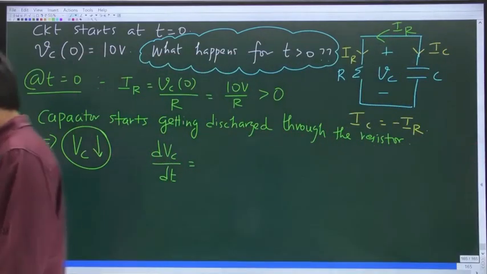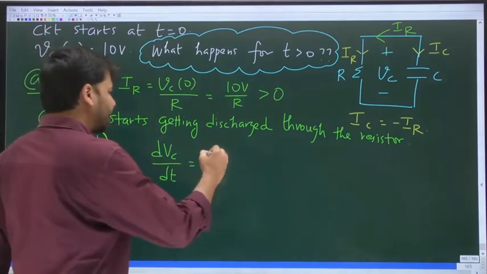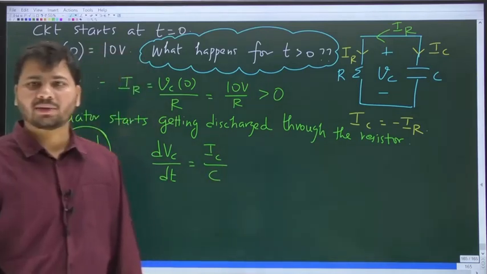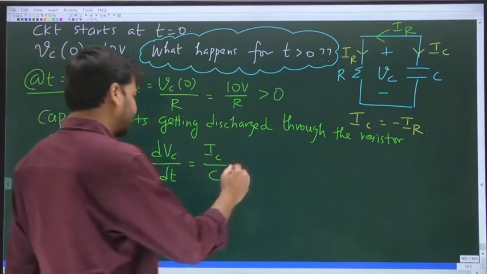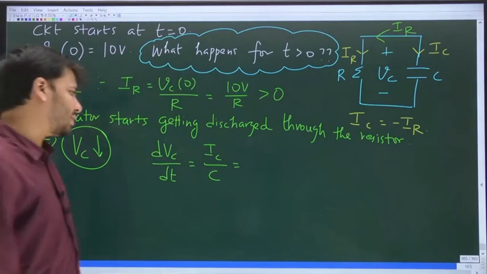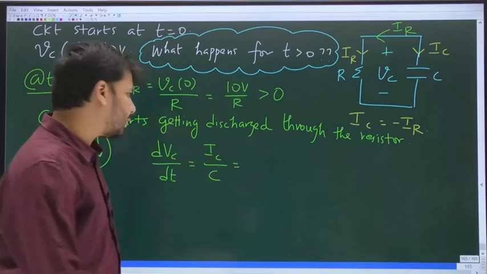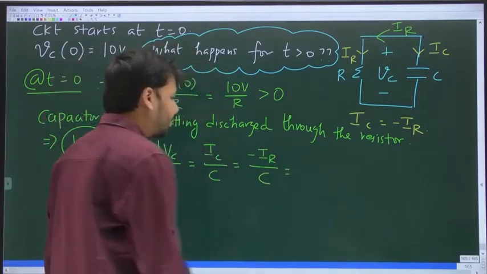Always for a capacitor, dVc by dt is equal to IC by C. But in the very beginning, you said IC is minus IR. So in place of IC, we can write minus IR, again divided by C.